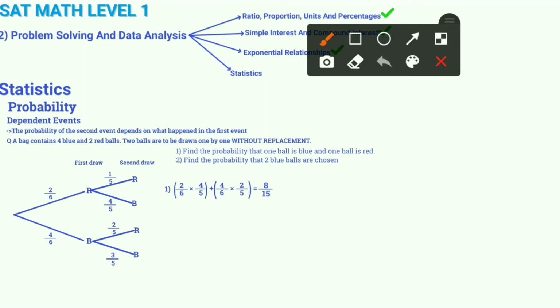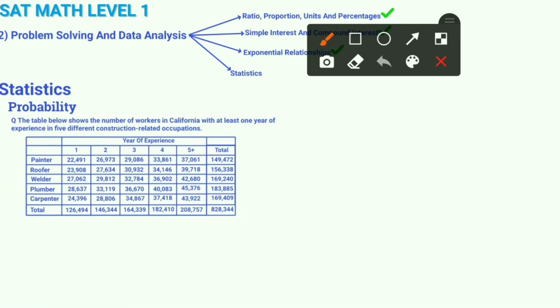As for part 2, find the probability that 2 blue balls are chosen. So, yeah. And this is the probability for taking 2 balls, one by one without replacement.